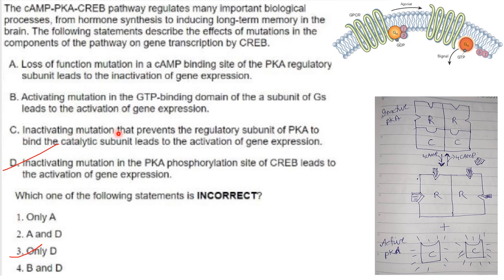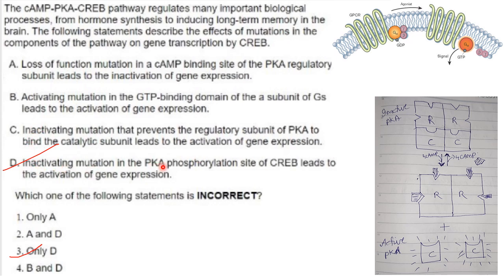Then inactivating mutation that prevents the regulatory subunit of PKA to bind to the catalytic subunit leads to the activation of gene expression. So inactivating mutation. What does that mutation do? It prevents the regulatory subunit of PKA binding to catalytic subunit. So regulatory subunit will not bind to the catalytic subunit. The catalytic subunit will be free. PKA will always be active. Active PKA means gene expression. So C is also correct.